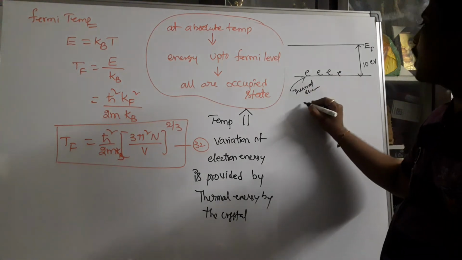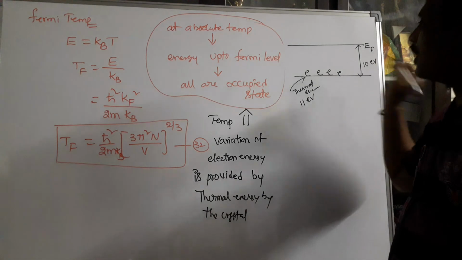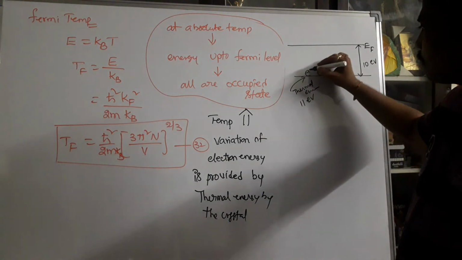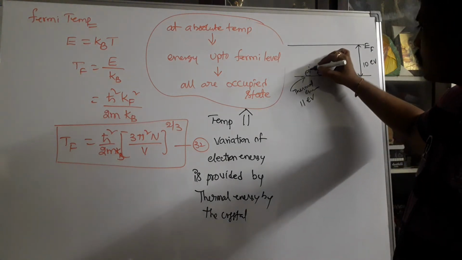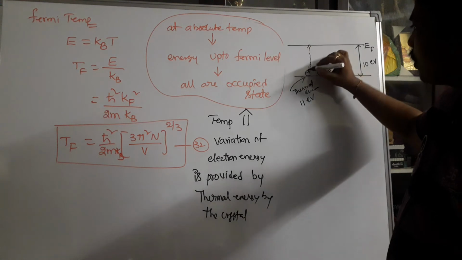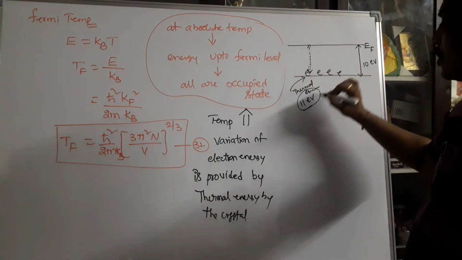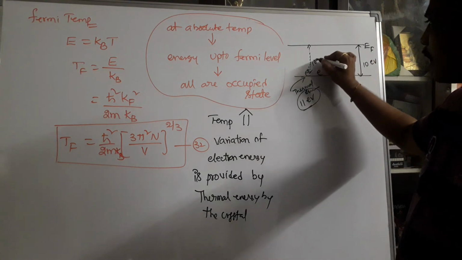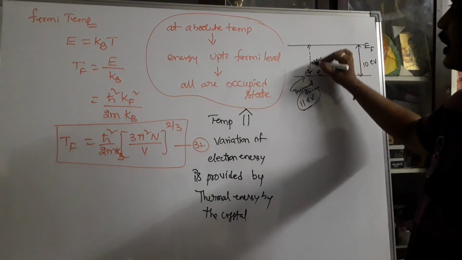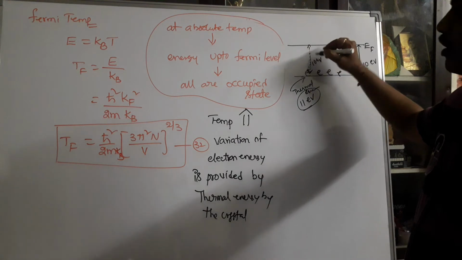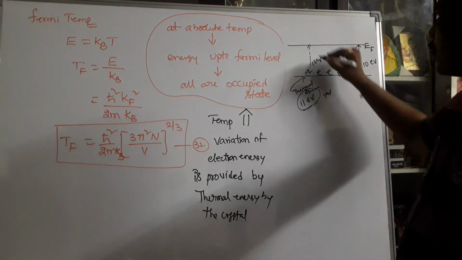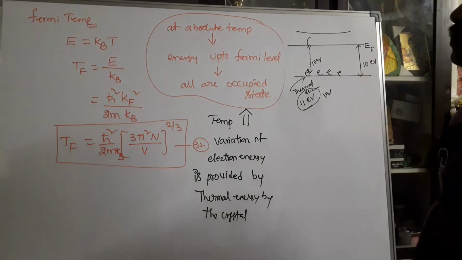This thermal energy I am giving is some 11 electron volts. From the ground state up to the Fermi energy level, the thermal energy you are applying is 11 electron volts. Of that 11 electron volts, 10 electron volts is used to cross the Fermi energy level. The one remaining electron volt takes it to the higher level.